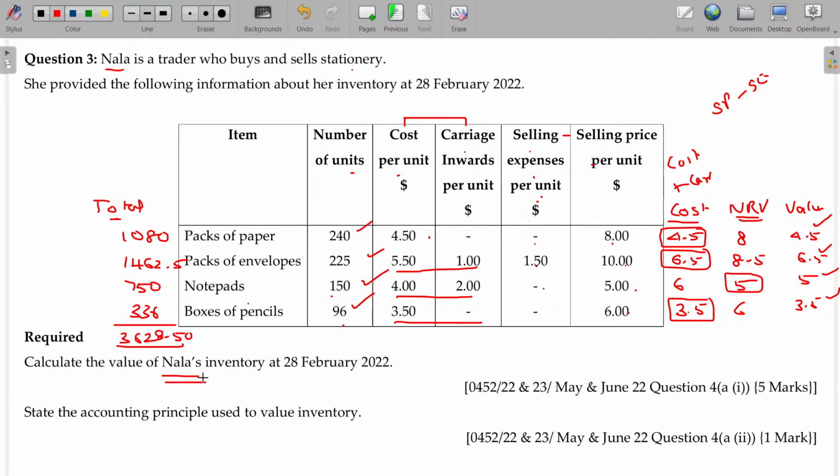Calculate the value of Nala's inventory at 28th February. This one carries 5 marks: 1 mark, 1 mark, 1 mark, 1 mark, and for this also 1 mark, 5 marks. State the accounting principle used to value inventory. What principle did we use here? We used the prudence principle.